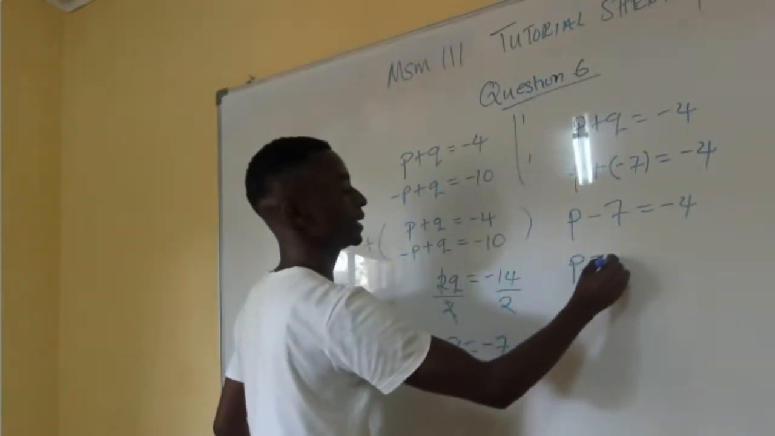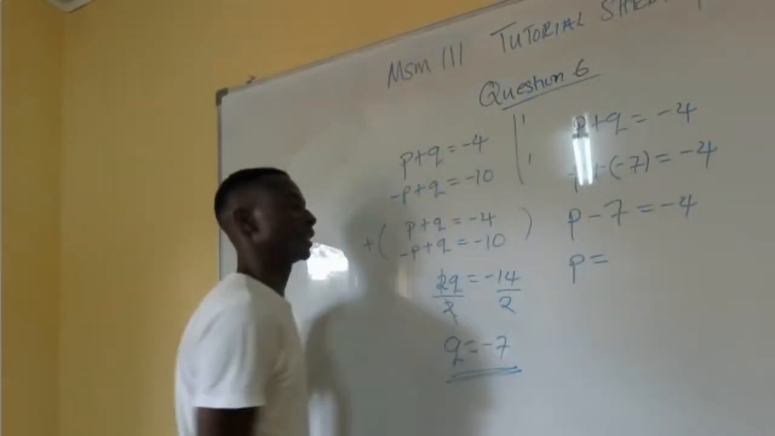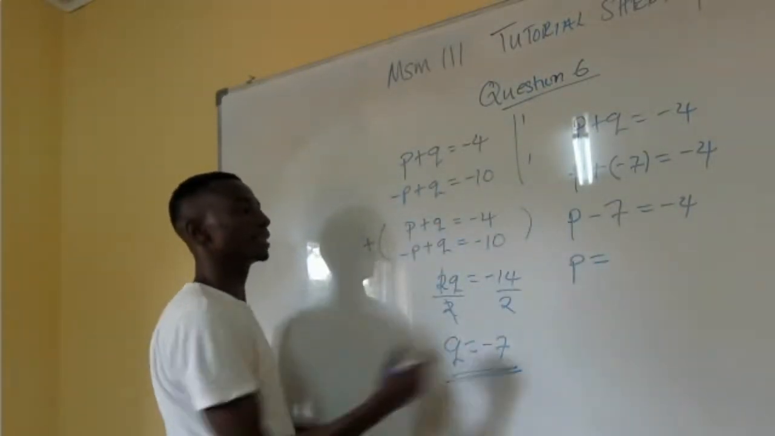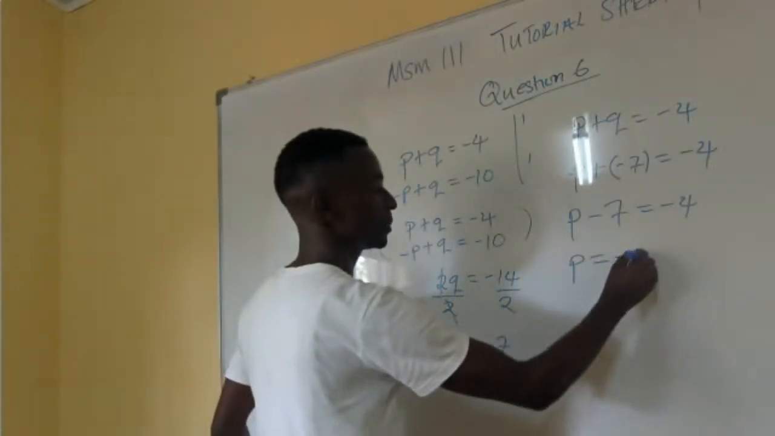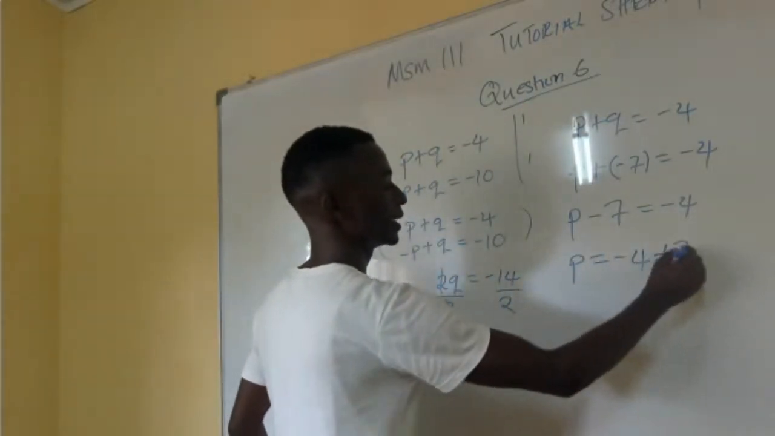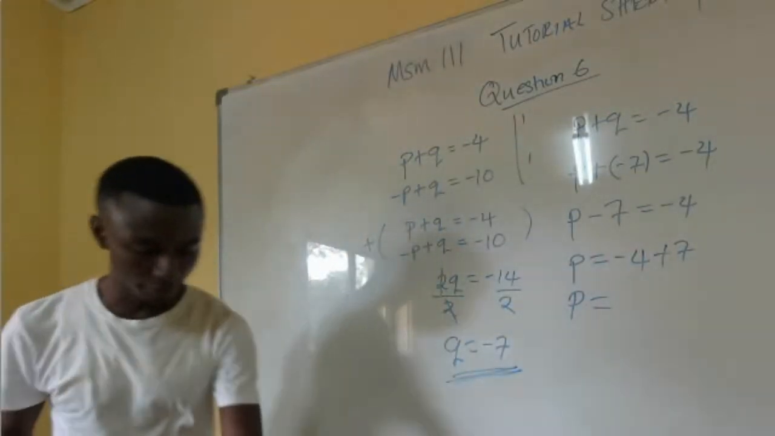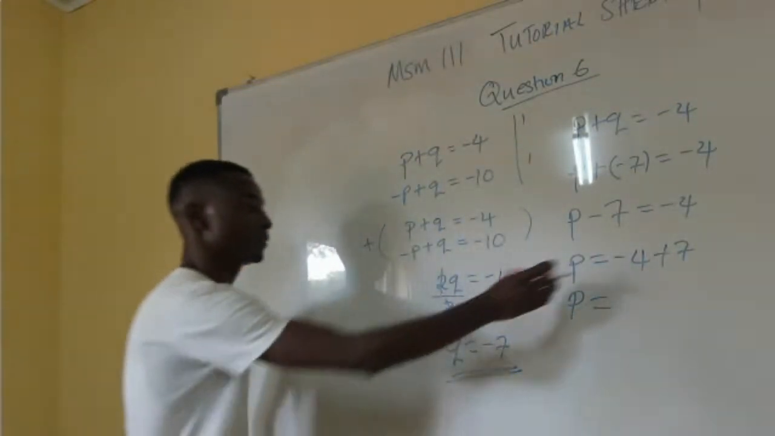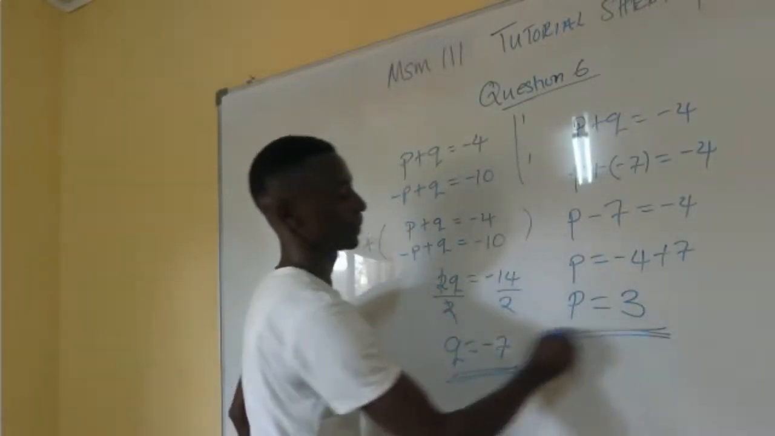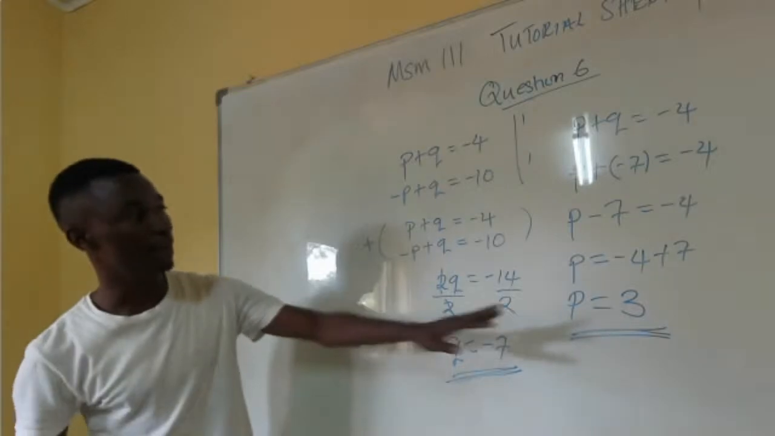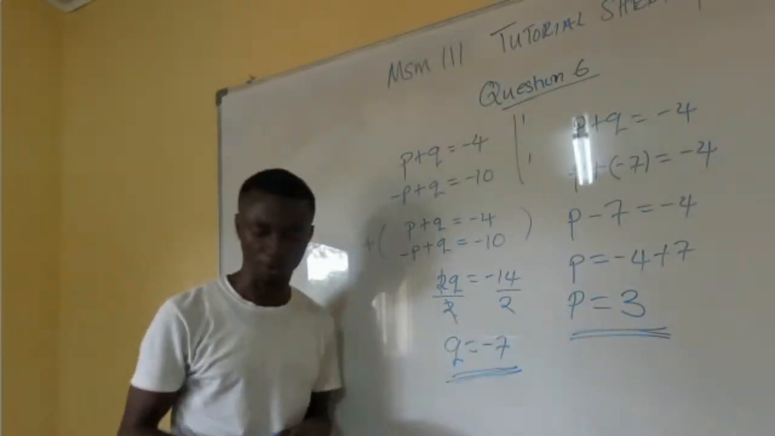So P equal to, so this negative 7 can cross the equal sign. Once it crosses the equal sign, the sign changes from negative to positive. So you say negative 4 plus 7. What is now the value of P? If you add the two, the value of P is 3. So that's the value of P. That's what you're supposed to do.